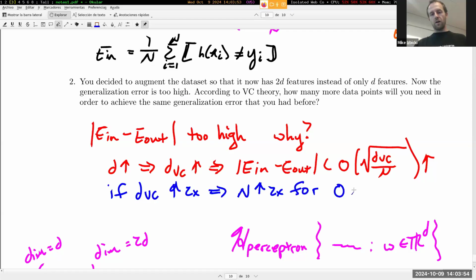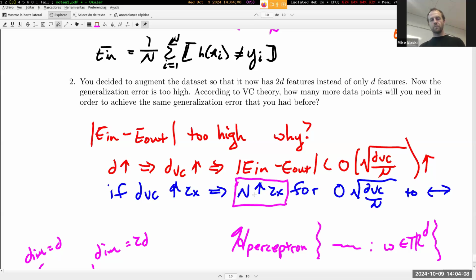So for O of root DVC over N to be a constant, the actual answer here is to increase by twice.